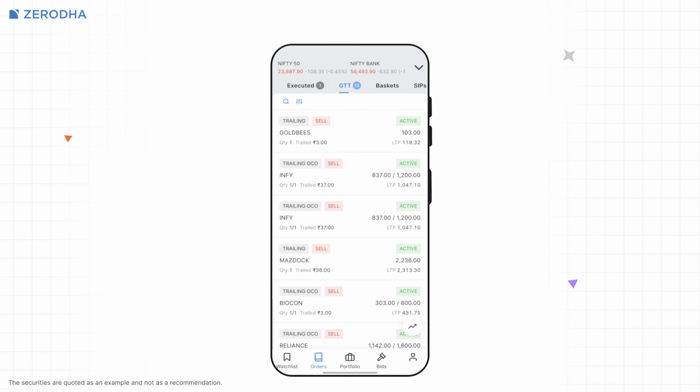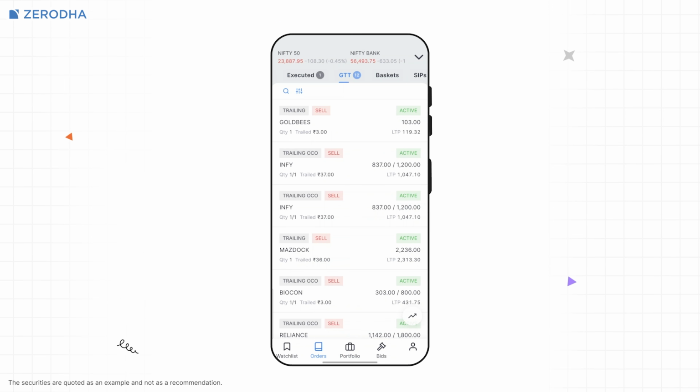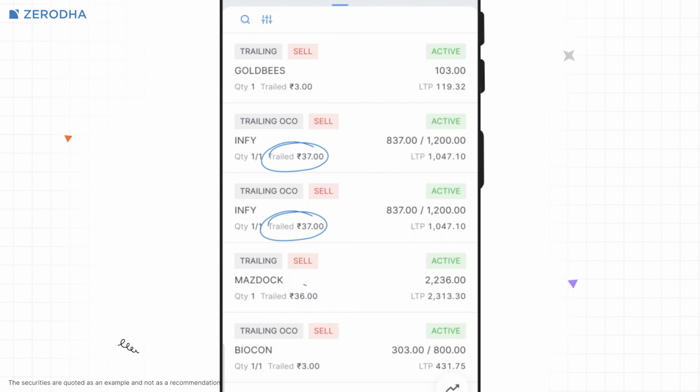The target remains unchanged. If you manually modify the trigger price after placing the GTT, the trailing reference resets to the market price at the time of the modification. Trailing then continues from this new starting point. Once a GTT has trailed at least once, a trailed tag appears on the order. You can also see how far the trigger has moved from the initial level.